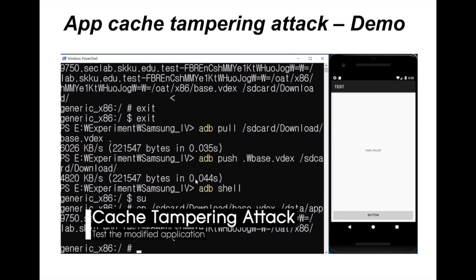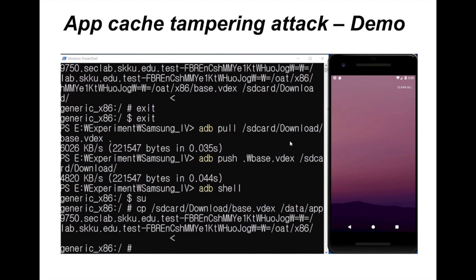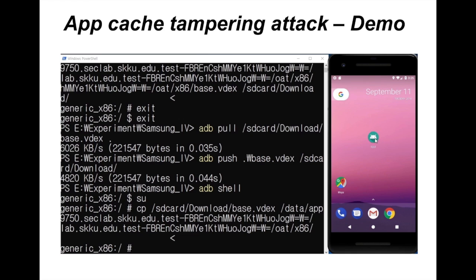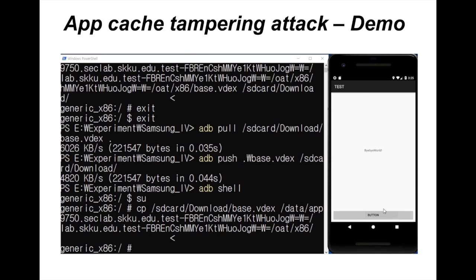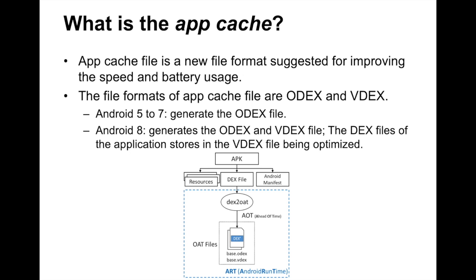As a result, as you can see, the application displays the text "Bye Bye World," not "Hello World." We can successfully change the app cache file. Before protecting an app cache file, we introduce the file in brief.